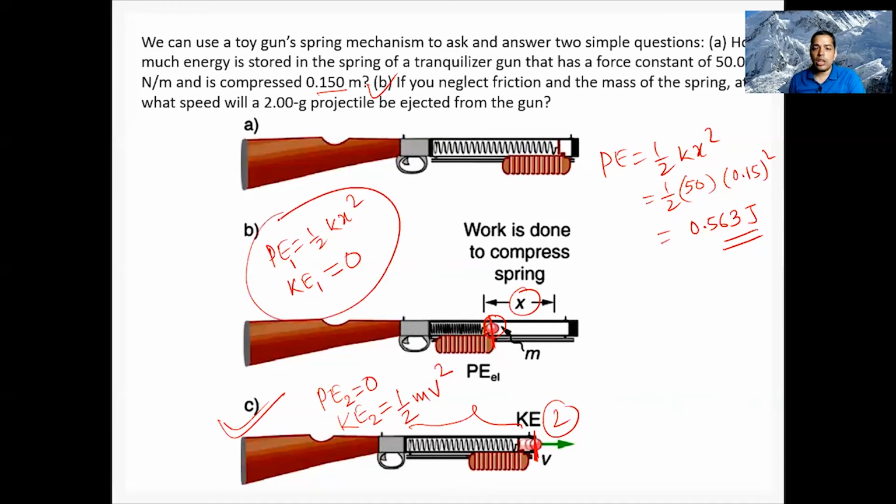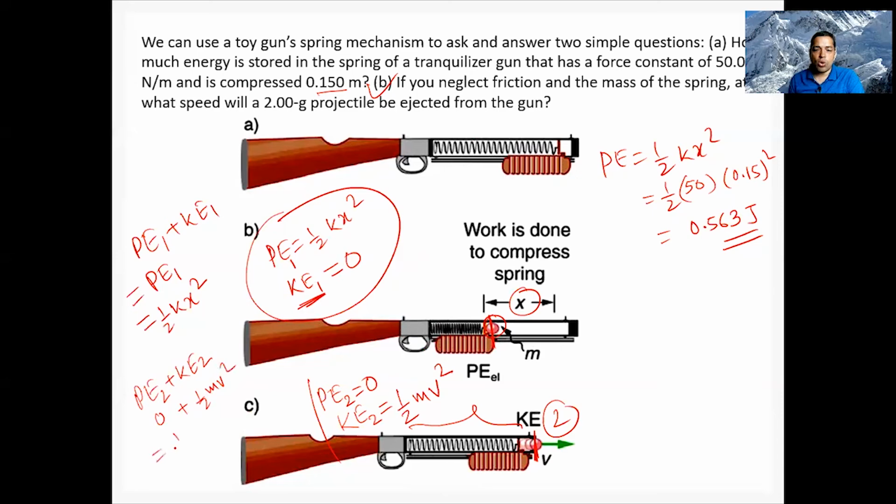So what is the total mechanical energy here? Total mechanical energy is PE1 plus KE1. Since KE1 is 0, you simply have PE1, which is 1 over 2 kx squared. Similarly, what is the total mechanical energy in this case? PE2 plus KE2. What is PE2? 0. What is KE2? 1 over 2 mv squared. Then you get 1 over 2 mv squared. So total mechanical energy is constant, right?